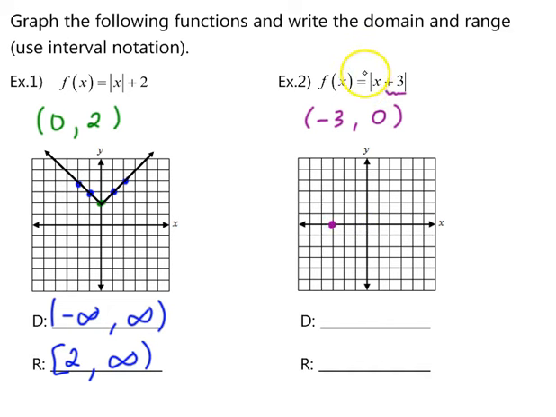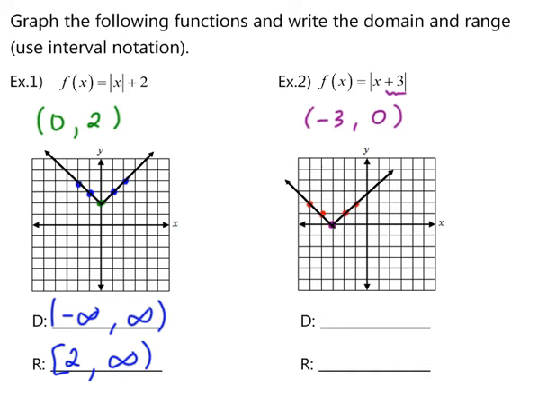Next, you want to look in front of the absolute value, and our a is positive 1, so we don't have any change in the opening or the width. So to the right, go with a slope of positive 1, to the left, a slope of negative 1, and then we can go ahead and connect those to make our absolute value function.